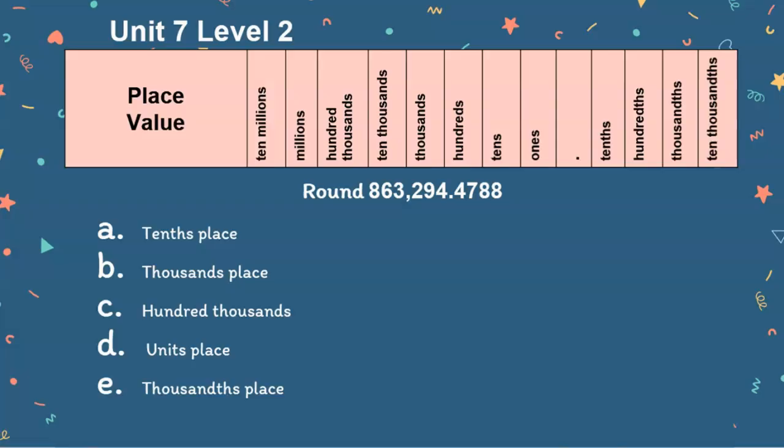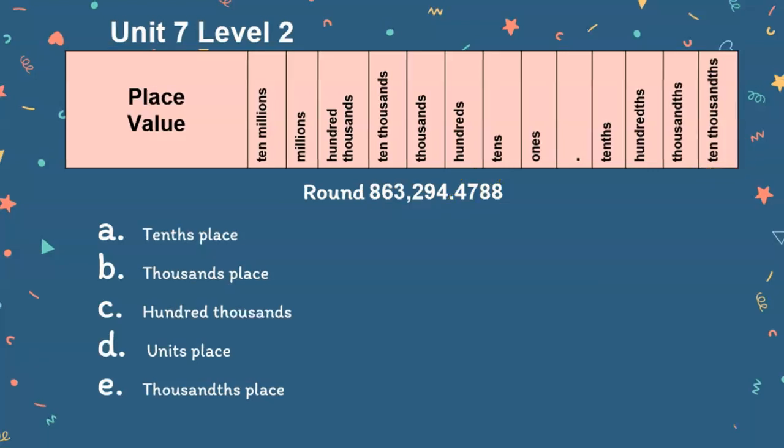So for this example, we're going to round this number to the following spots: to the nearest tenths, thousands, hundred thousands, units, and thousandths. So for this number, we have ones, tens, hundreds, thousands, 10,000s, 100,000s. And over here, we have tenths, hundredths, thousandths, 10,000ths. So we would read this as 863,294 and 4,788 10,000ths.